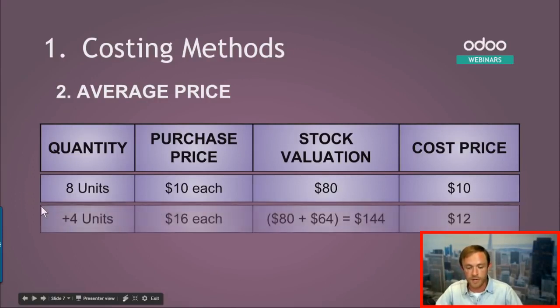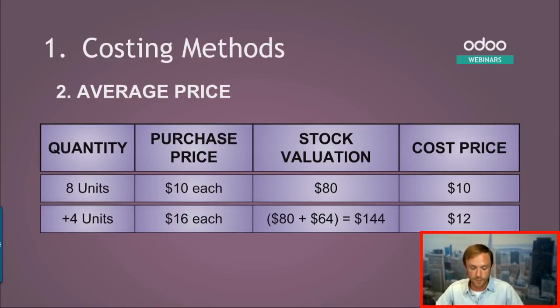So far it's the same as standard, nothing crazy. But then if we next receive 4 more additional products, purchased at a different, higher price of $16, this is where it differs from the standard method. It's going to give us a total of $144, because it's $16 times 4 plus the original $80. So $80 plus $64 equals a new stock valuation of $144. So it's going to be accurate in that regard.